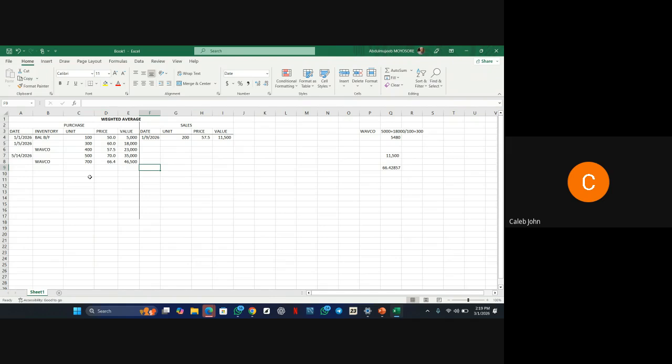The next is 22nd of July. We are purchasing 200 units at 80 naira. How many units? 200. At 80 naira. That will give us how much? 16,000.